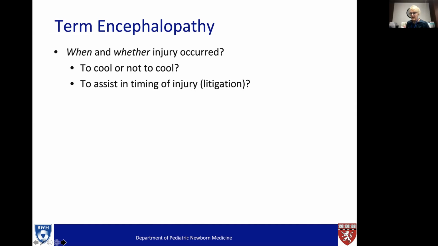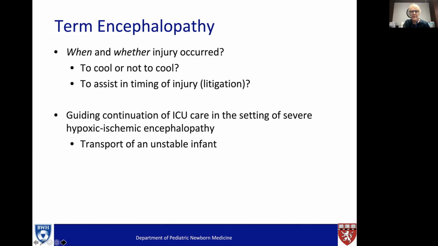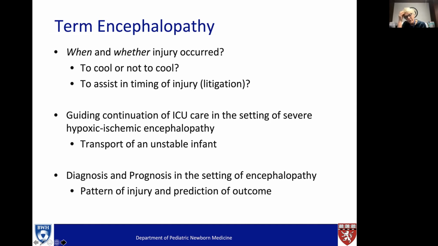It may also help with litigious inquiries. It can certainly help if you have a very severe infant, because you may be able to make early decisions for this family if you see, for instance, severe basal ganglia injury, to considerations of redirection of care for the family. It does, however, often require the transport of an unstable infant off the floor to the scanner, and that can be challenging. And finally, the most powerful part of MRI for the term infant is the diagnosis and prognosis in the setting of encephalopathy, to be able to really understand, as we've talked about, what the pattern of injury is to predict outcome.